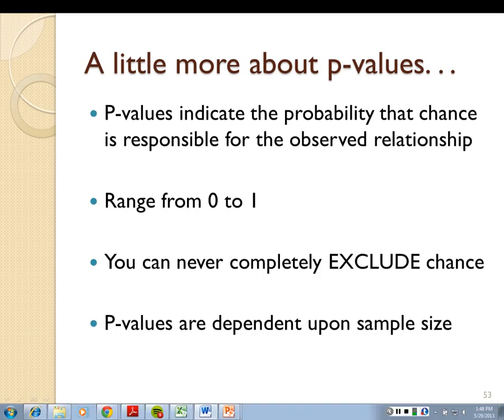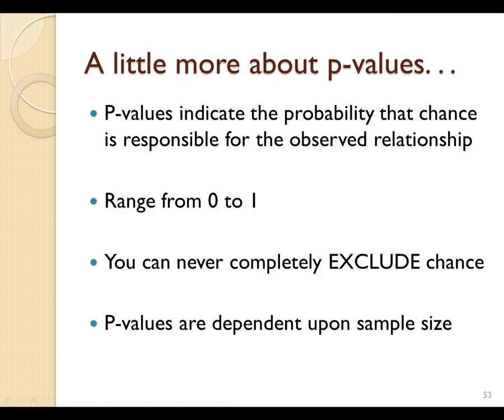So p-values give you the probability that chance is responsible for what you observe in your data. P-values are bounded by 0 and 1, and you can never completely exclude chance, no matter how small your p-value is. So you can never mandate chance, no matter how large a p-value is. Finally, p-values reflect both the magnitude of the association and the sample size. It is possible to have a huge sample where even a trivial risk increase or decrease is statistically significant, just as it is possible to have a small sample where even a large risk increase or decrease is not statistically significant.